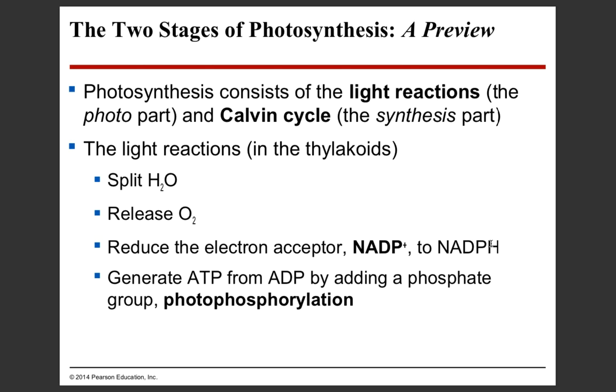Next, generate ATP from ADP by adding a phosphate. This is photophosphorylation. We have ADP floating around, and we're adding another phosphate group because we're utilizing light to generate ATP. Photo is the light part. Phosphorylation means to add a phosphate group. We're adding a phosphate group to ADP to create ATP.